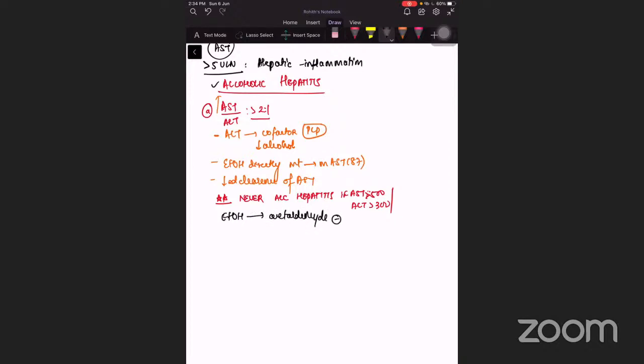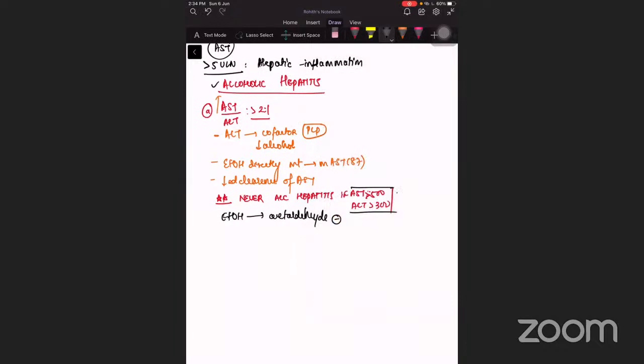This acetaldehyde is going to directly inhibit the formation of AST and ALT. Because of this, you are not going to expect a very high amount of AST and ALT. So that's why you should be very careful whenever you call it alcoholic hepatitis. If the AST is more than 500 and ALT more than 300, you don't call it alcoholic hepatitis. Look for other causes.